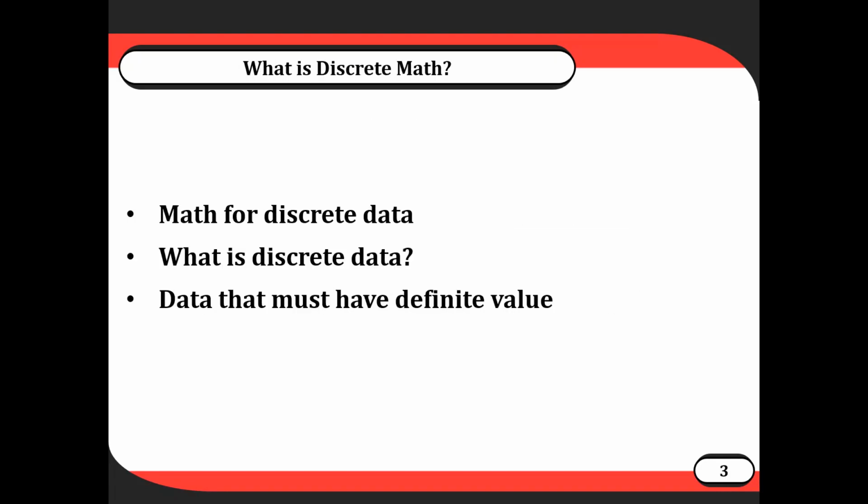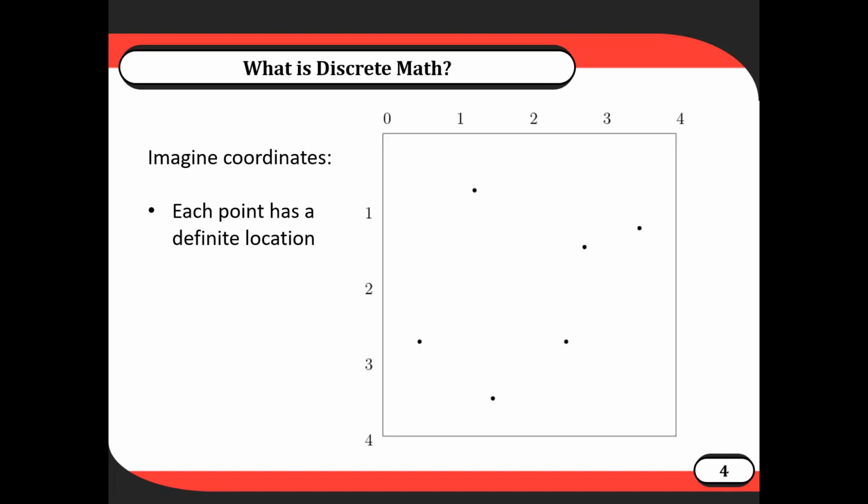So what is discrete math? It's math for discrete data. So that's another question that comes up: what is discrete data? It's data that must have a definite value. So this is all kind of vague. So let's look at an example.